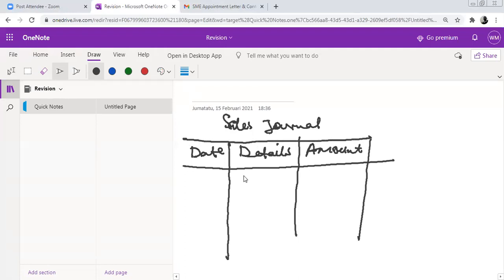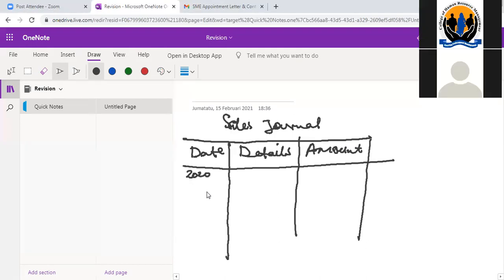So for example, on 1st January, maybe the year 2020, we sold goods on credit to John. So you just write here 2020, January 1, you write the name of the customer, who is John, and maybe we sold goods worth 1,500 to him. So that is the amount. Maybe on 3rd of that month, we sold goods to Kim, worth 2,000. So we write the date, which is 3rd, Kim, and then the amount. So the details capture the name of the customer.